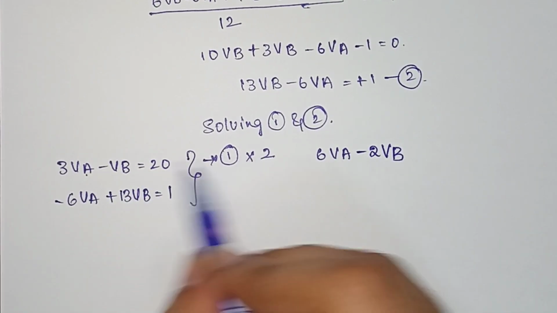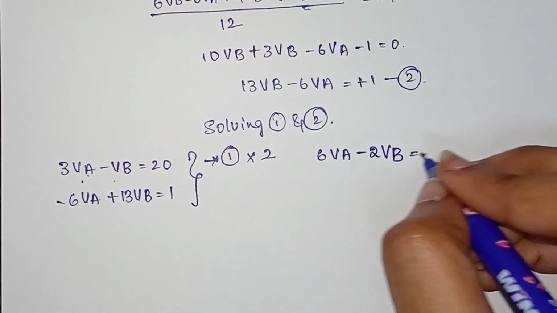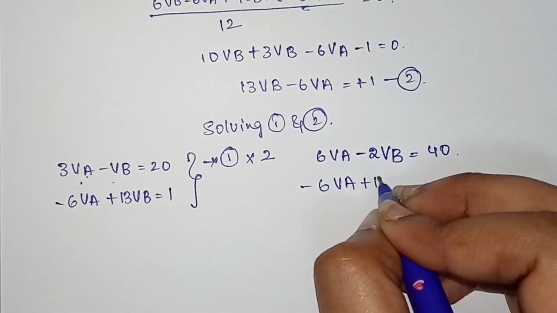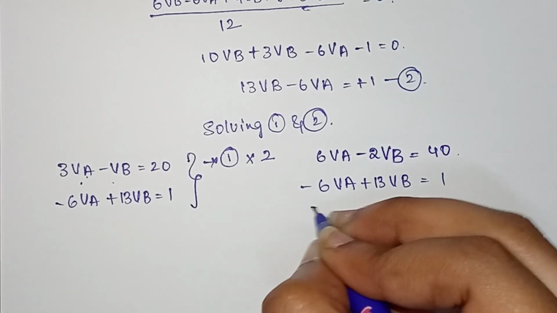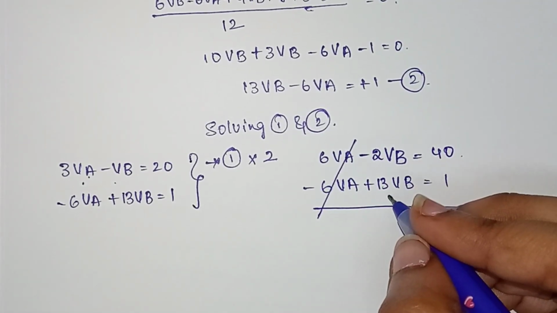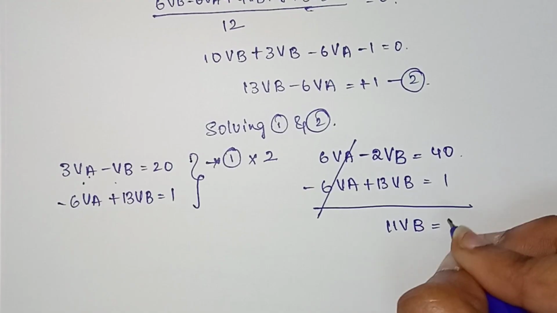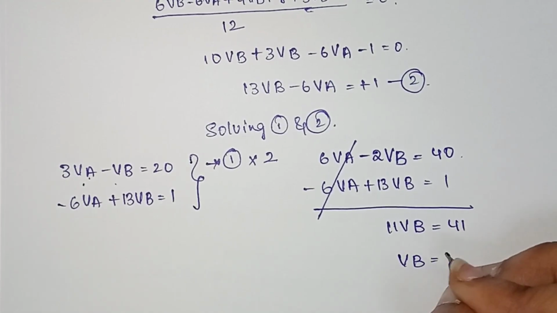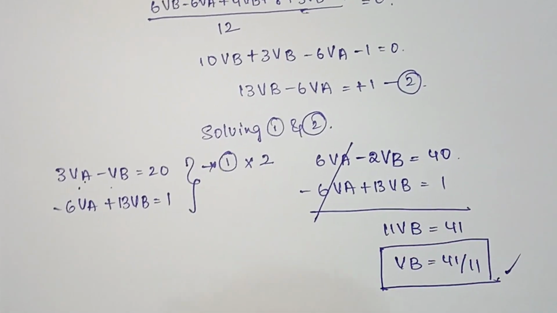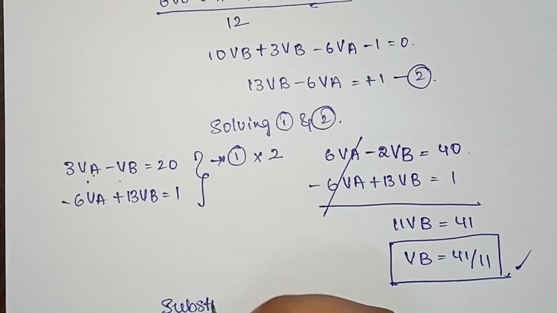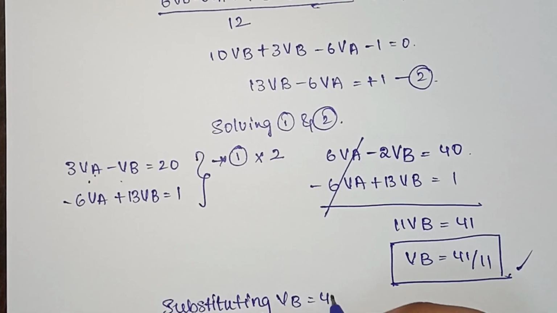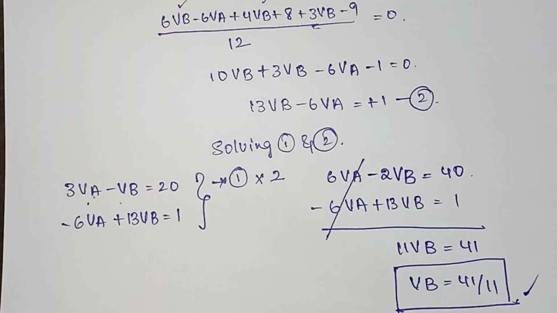So after multiplying, what we'll get? Equation 1 into 2: 6VA minus 2VB is equal to 40, and this will be minus 6VA plus 13VB is equal to 1. So if we solve this, we'll get 11VB is equal to 41 and VB will be 41 by 11. Now substitute this VB value in any of the equations. So substituting VB is equal to 41 by 11, what we'll get?